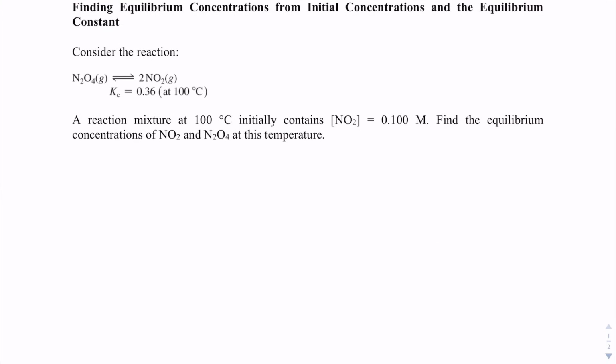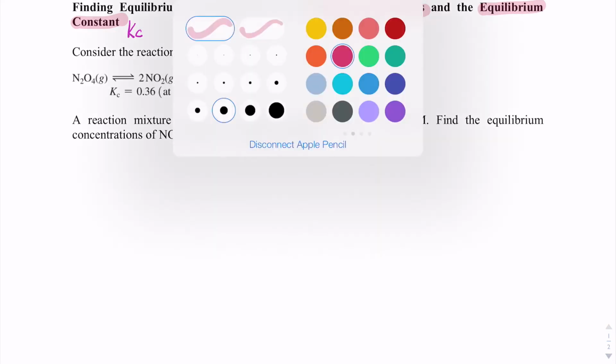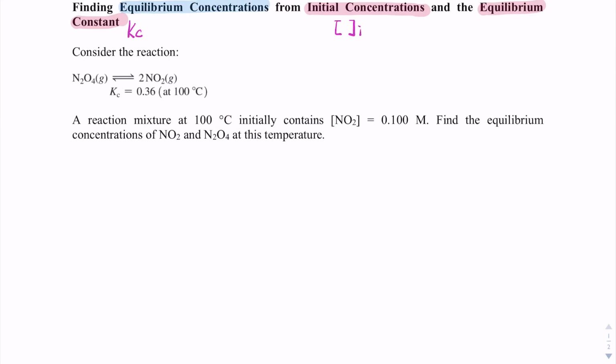Hello everyone, today we're going to do another example question on calculating with regard to the equilibrium constant. For this question, you will know the initial concentration. Again, we use brackets to represent concentration, with "initial", and you will also know the equilibrium constant, Kc, and then you're looking for the equilibrium concentration, so we will use the brackets and EQ to represent it.